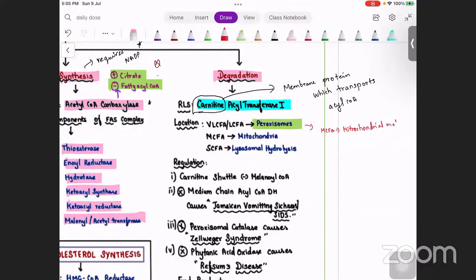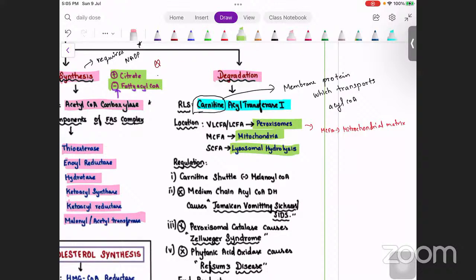So peroxisome will degrade it into medium chain fatty acid, and then medium chain fatty acid will go under further beta oxidation. We have the beta oxidation proper in the mitochondria. And then short chain fatty acid will not undergo beta oxidation. Instead, it will undergo lysosomal hydrolysis. So what are the things you have to remember? As I said, each and every point is important.